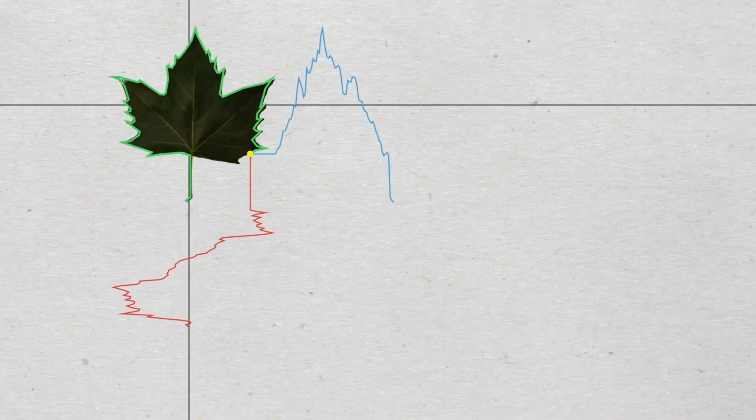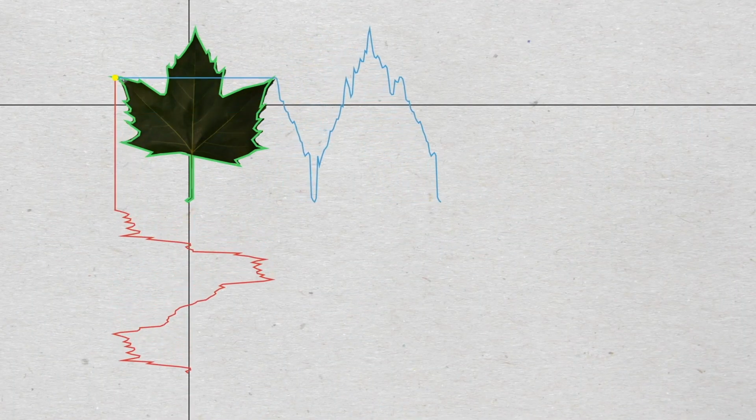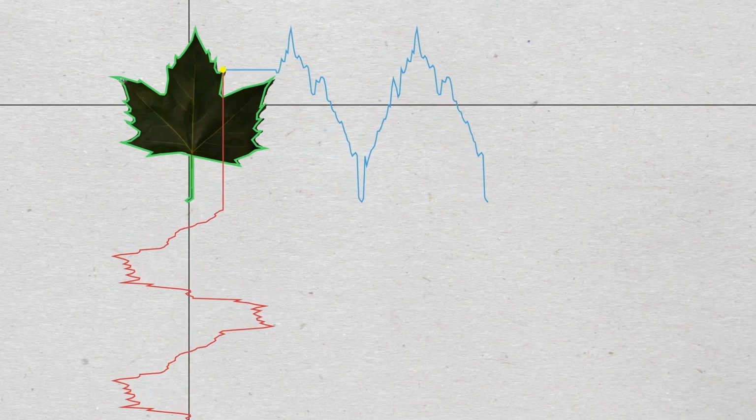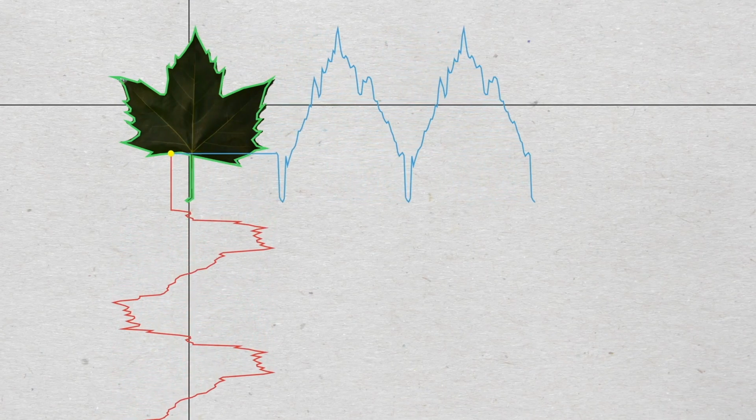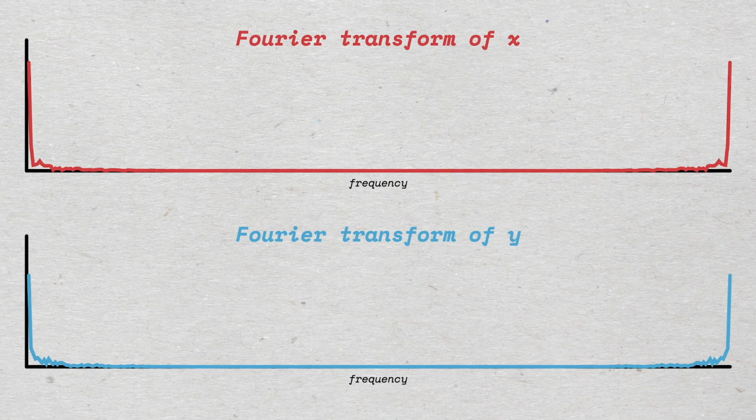But the Fourier transform can be used to decompose shapes too, like this leaf. As I trace the outside of this leaf as time passes, I plot the x and y positions. This produces two waves, for x and for y, which we can use the Fourier transform on.